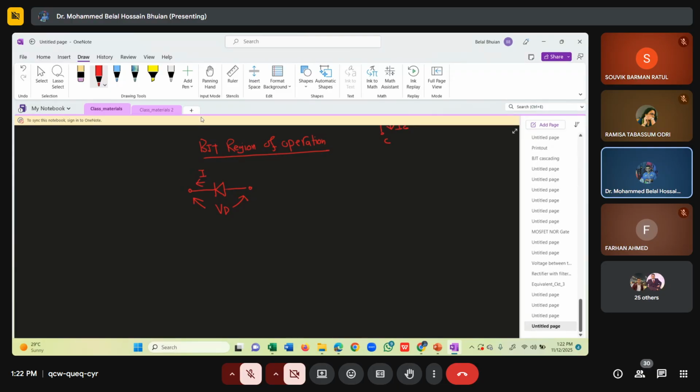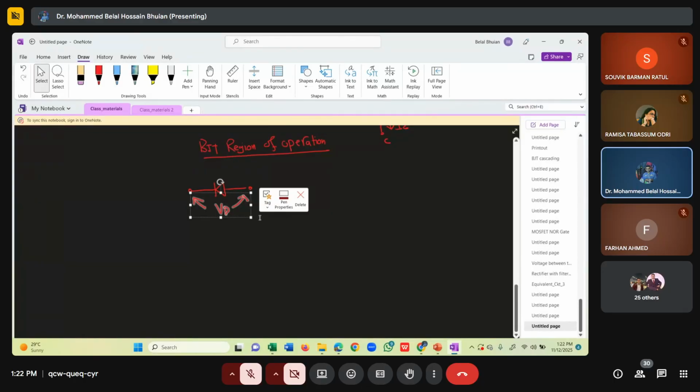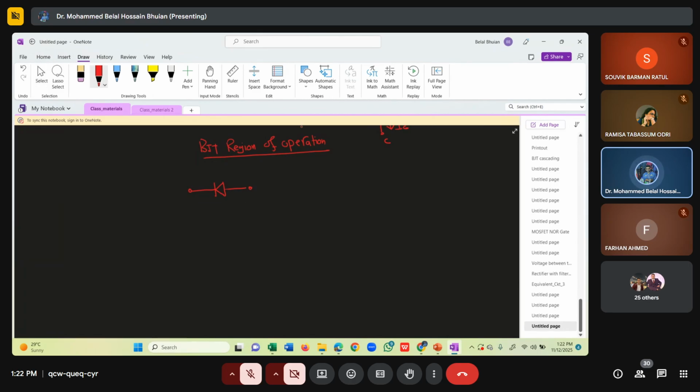Okay. So we have got a diode, and you are asked to bias it. So how many ways can we bias it? If you have one diode, there are two ways you can bias it. Either you can make it forward biased, or you can make it reverse biased.